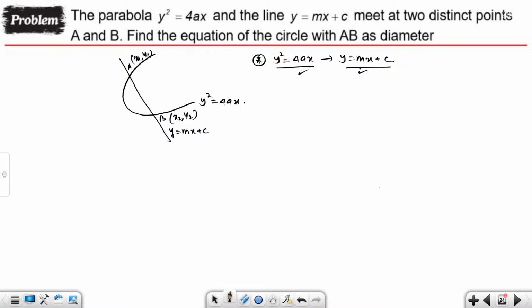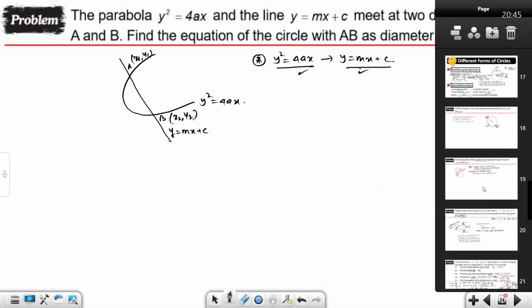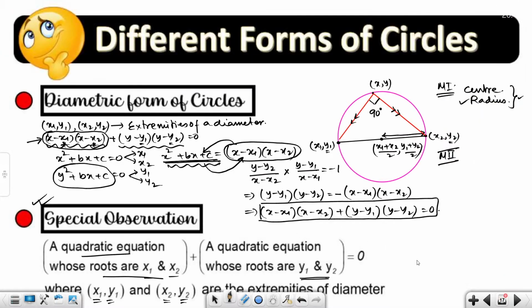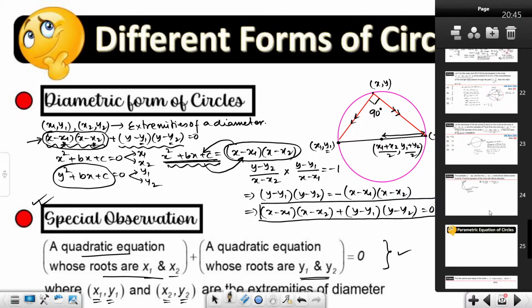Are you getting it? Let me just refer to the previous page where I've done this. See this one? What is the diametric form? The diametric form is x minus x1 into x minus x2 plus y minus y1 into y minus y2. How have I written that? A quadratic equation whose roots are x1 and x2, and a quadratic equation whose roots are y1 and y2. So this I will use.